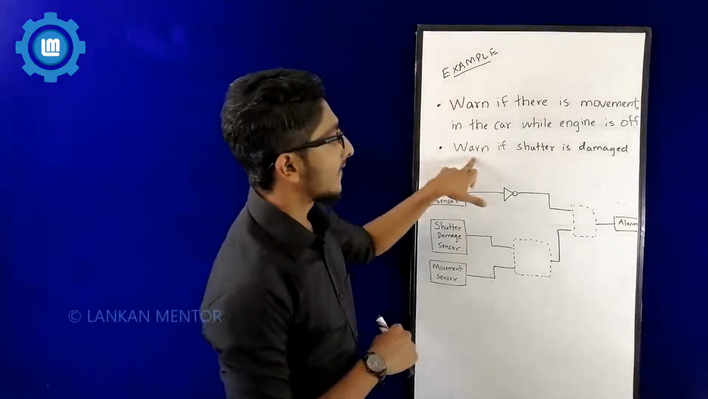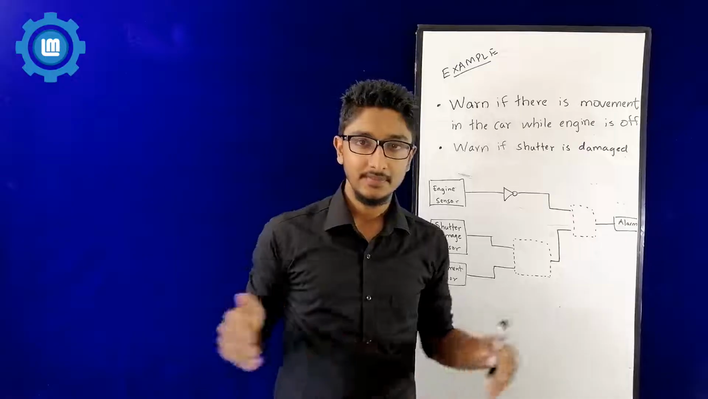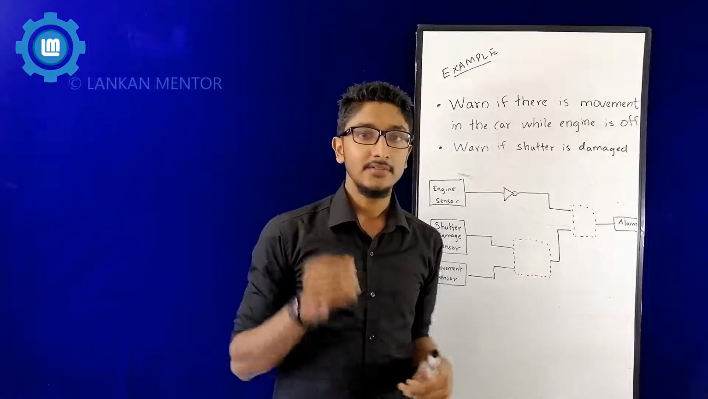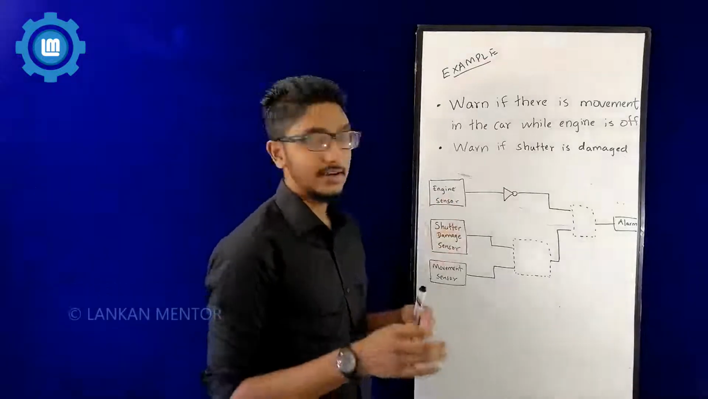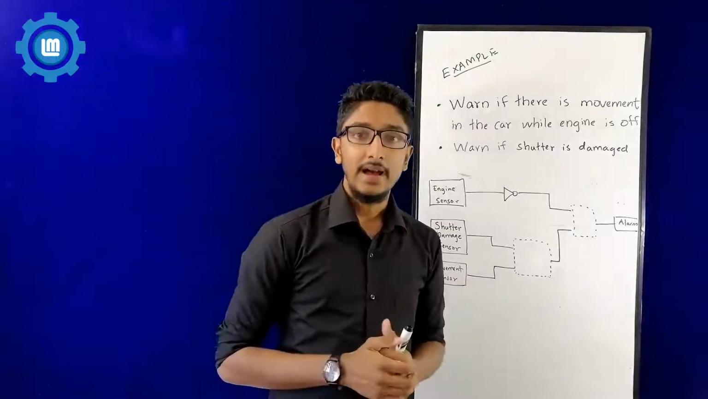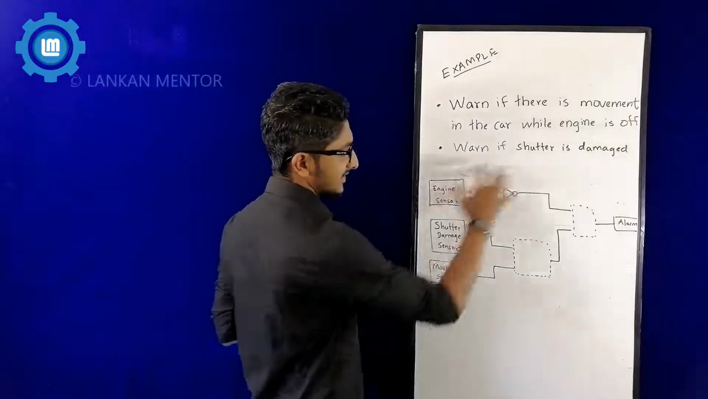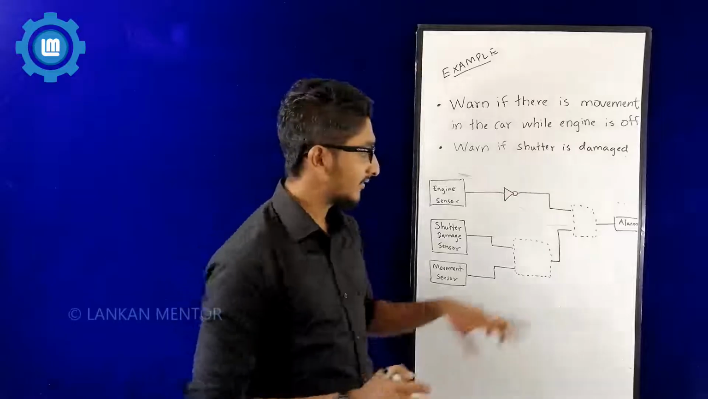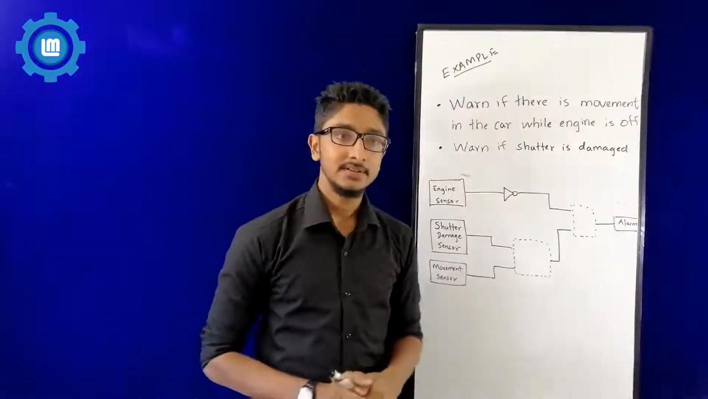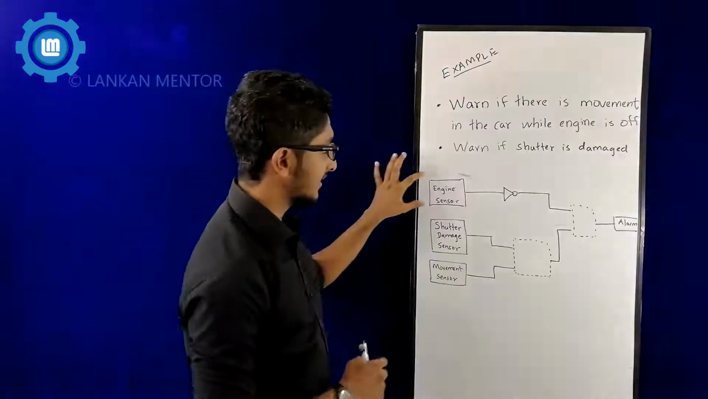And warn if the shutter is damaged. What is the shutter? The windows, right? So if a shutter is damaged when the engine is off, then it should alert, right? Now this is the diagram they have given you. So you have to fill in the blanks. So there are three sensors. They say there are three sensors, right?